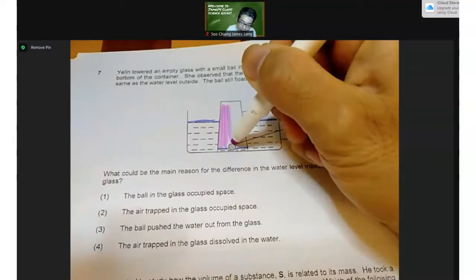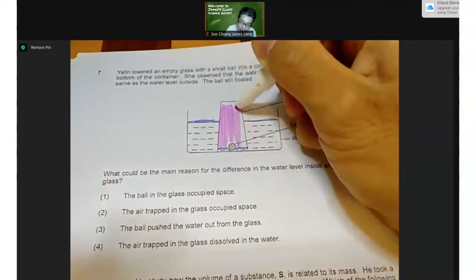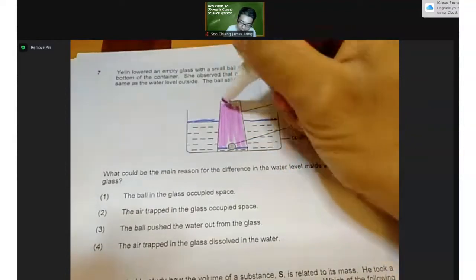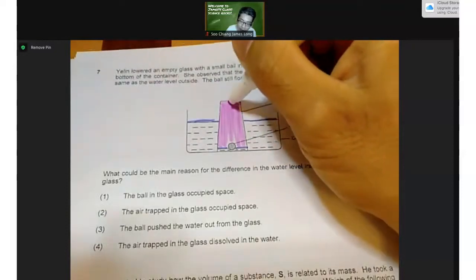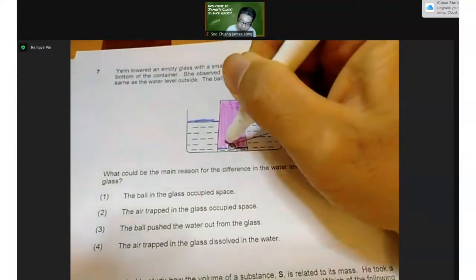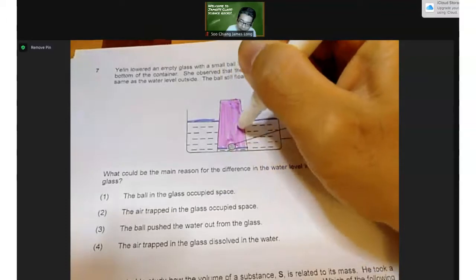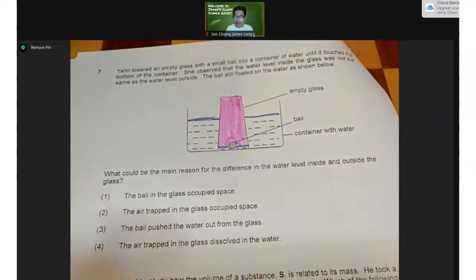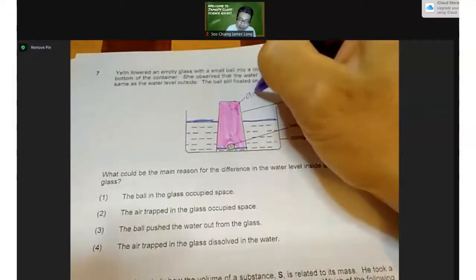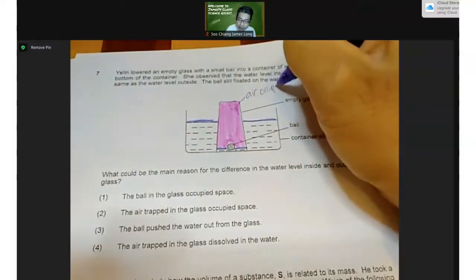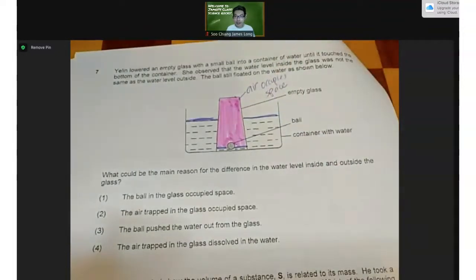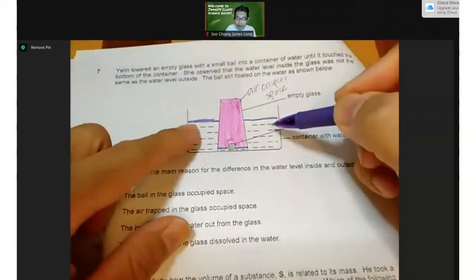Now, this question is on the topic of matter, about states of matter and the properties of matter. So, this question is more on the properties of matter. And one property of matter is that matter occupies space, right? So here the air occupies the space inside the glass. That is why the water outside cannot just rush in.